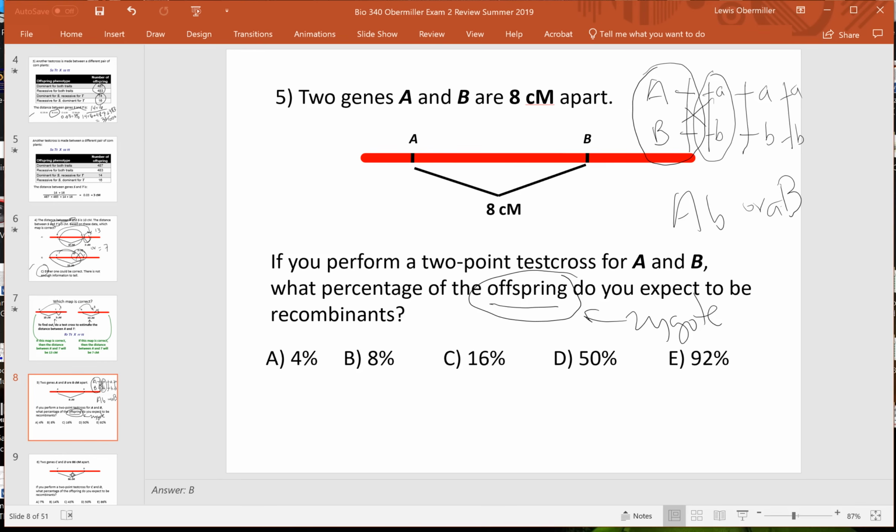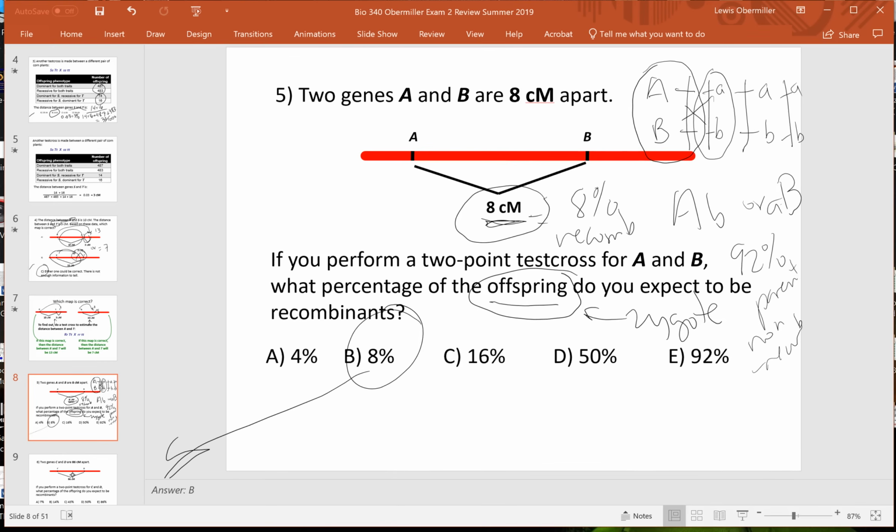All right, but it doesn't even really matter because what we know is that 8% of the offspring are going to be recombinant progeny, because 92% would be the parentals, not recombinant. So the answer is 8%, B. You don't even need to do this.